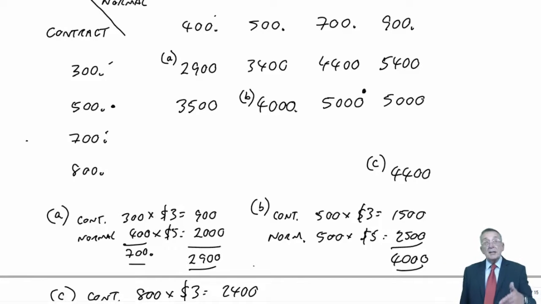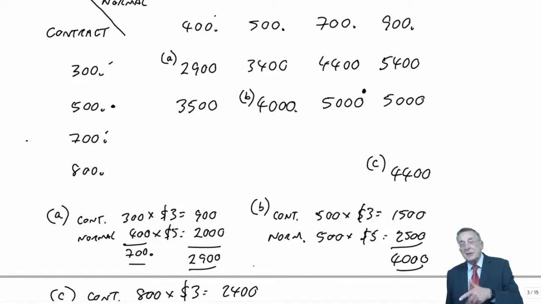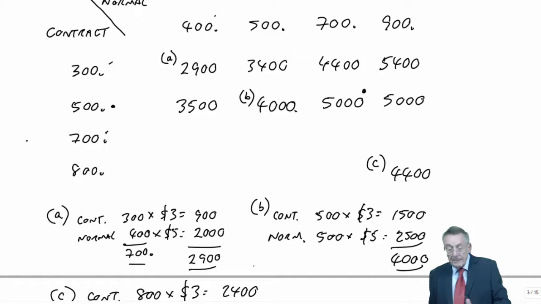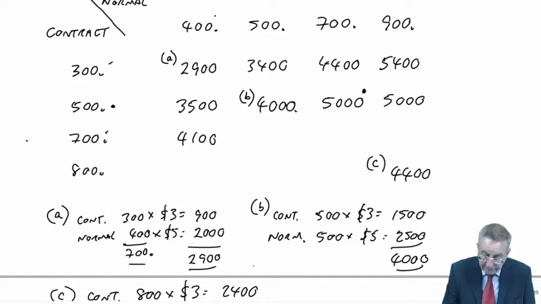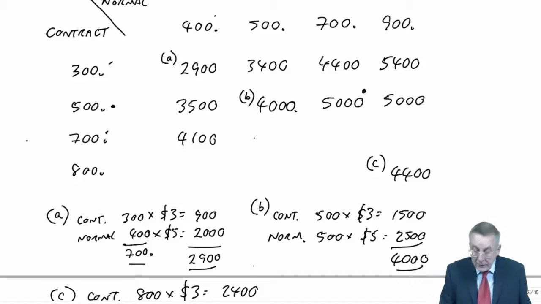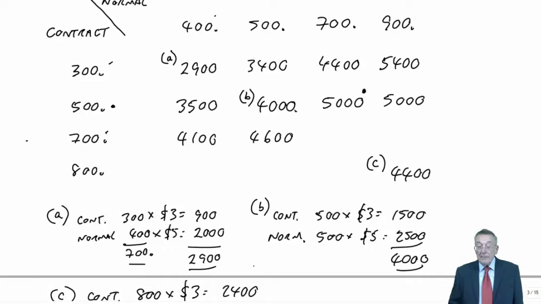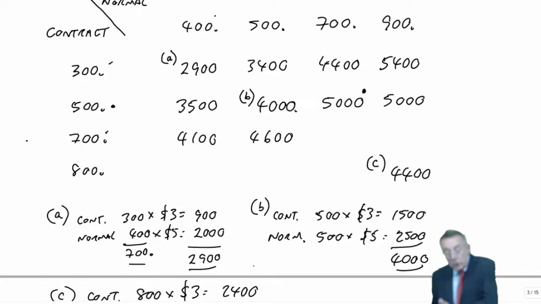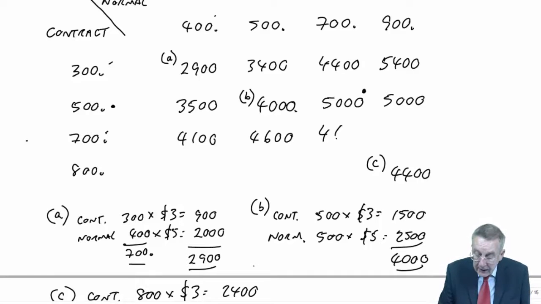700 on the contract, $3, that's 2,100. If there's 400 to normal customers, that's 2,000, so 4,100 in total. If normal 100, that's 500, that's an extra 100, if $5, 500, so it's 4,600. But again, at that stage, 700 to contract, 500 to normal, that's our maximum capacity. So if normal want more, we can't sell them more. We can still only sell them the 500.